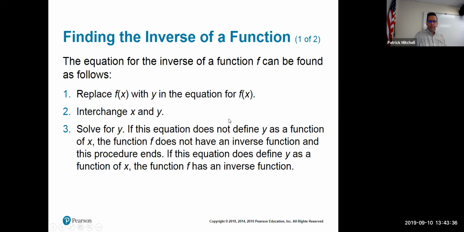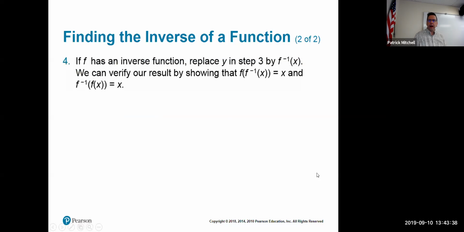And then the last step is just write it using the correct notation, f inverse of x instead of y. And then if you want to check your answer, you can use the definition, just show that f of f inverse of x is x, and also show that f inverse of f of x is x.